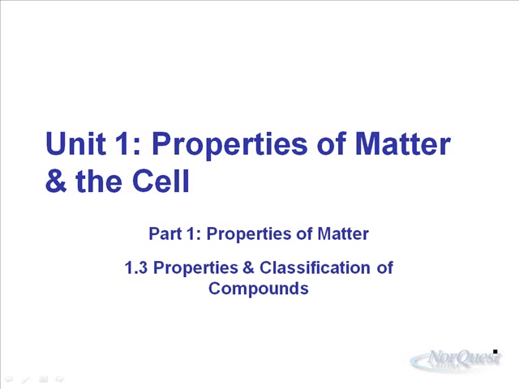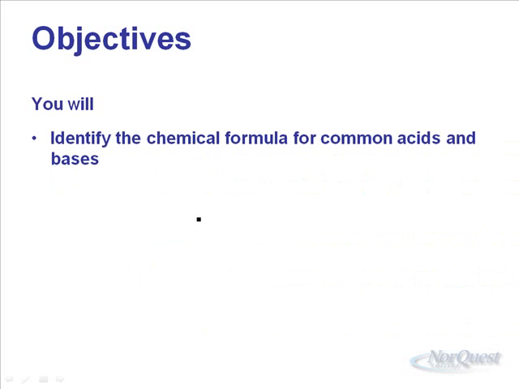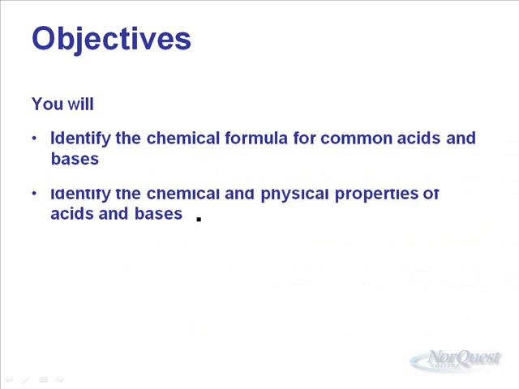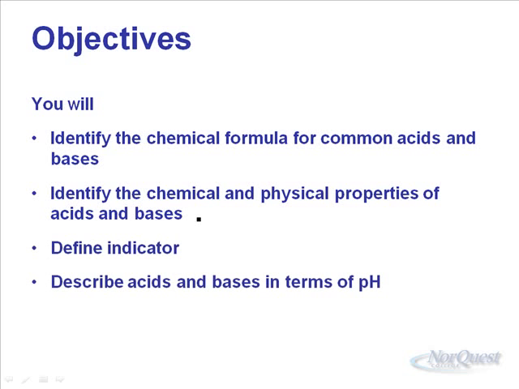We're still looking at the properties and classification of compounds, and in this lecture we'll be looking specifically at acids and bases. By the end of this lecture, you'll be able to identify the chemical formula for common acids and bases. You'll be able to identify the chemical and physical properties of acids and bases. You'll be able to define the term indicator. You'll be able to describe acids and bases in terms of their pH, and you'll be able to describe neutralization reactions.